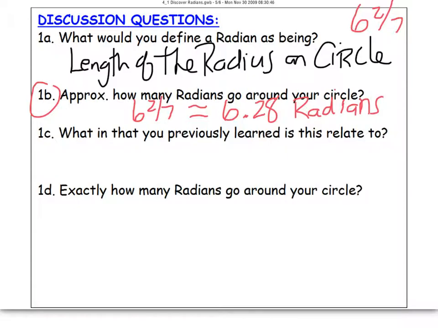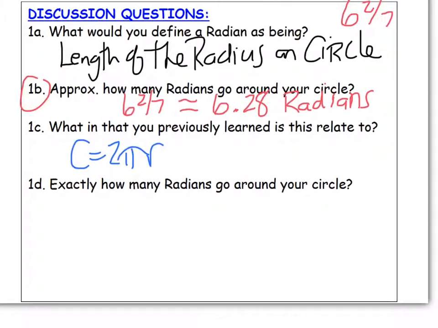You know, what is the distance around a circle related to? Well, it's related to circumference. So it's related to C equals 2 pi r, which is the circumference or the distance around a circle. So the question 1D wants to know exactly how many radians go around a circle.